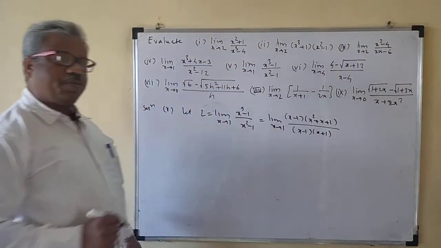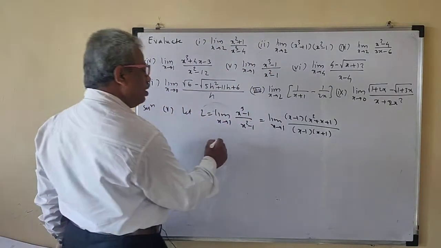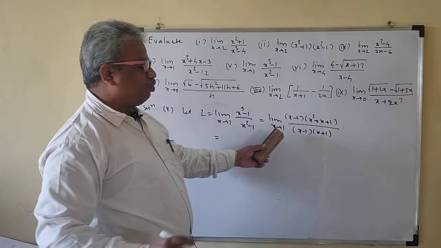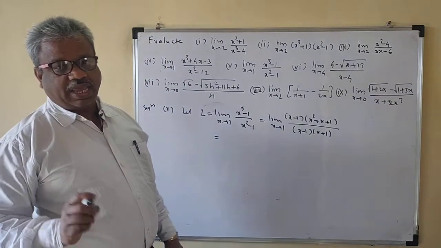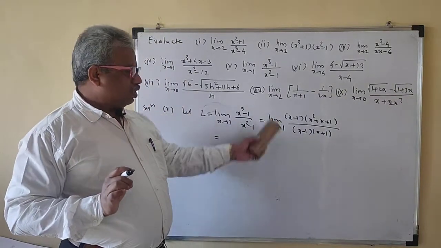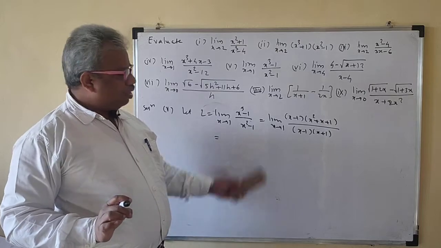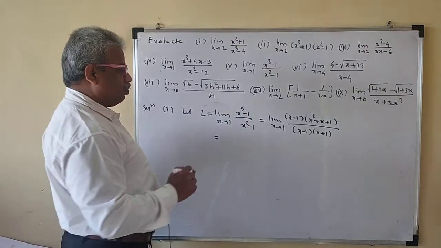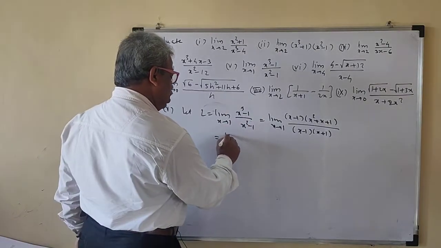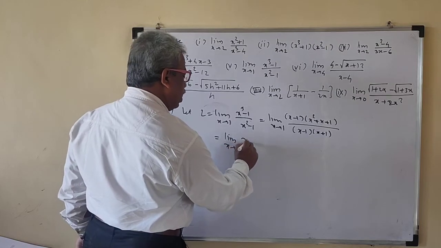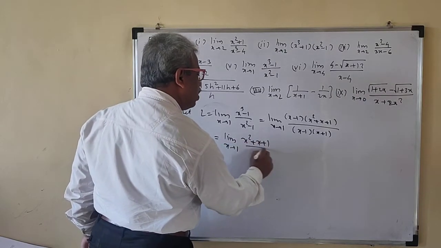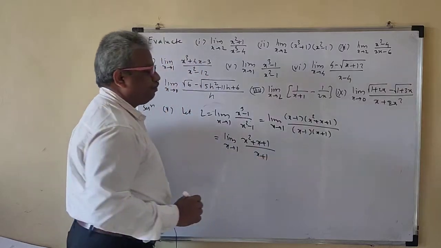So now you can remove the factor x minus 1. X tends to 1 means x not equal to 1. X is in the deleted neighborhood of 1. So therefore x minus 1 is not equal to 0. Therefore you can cancel x minus 1. So this is limit x tends to 1 (x square plus x plus 1) upon (x plus 1).